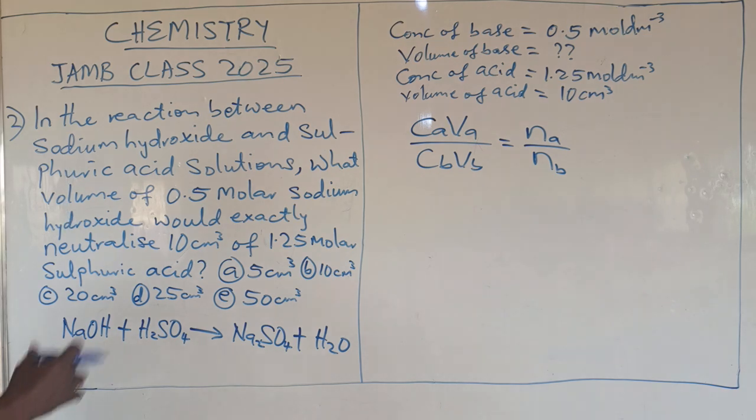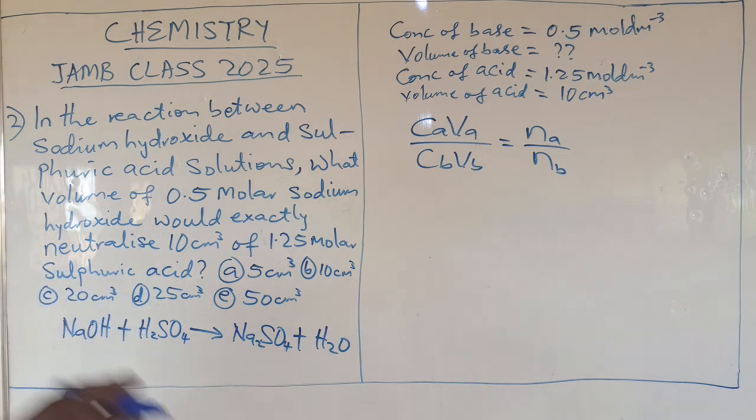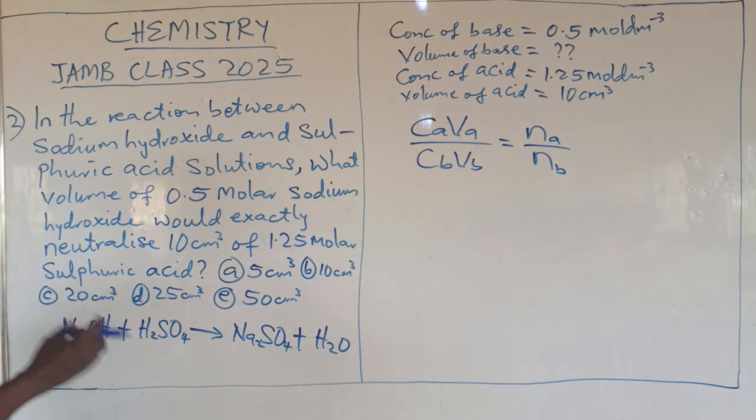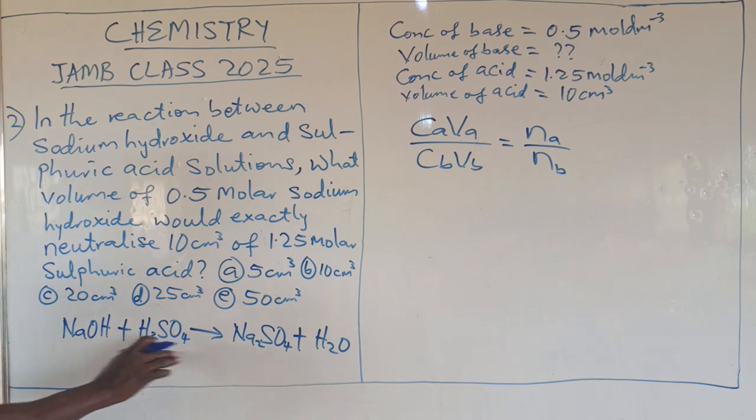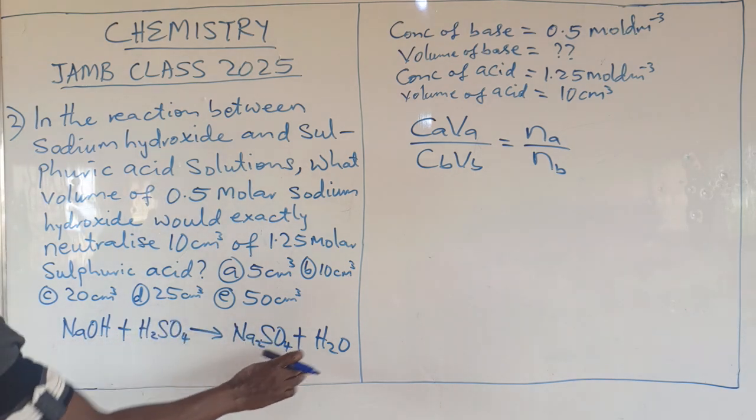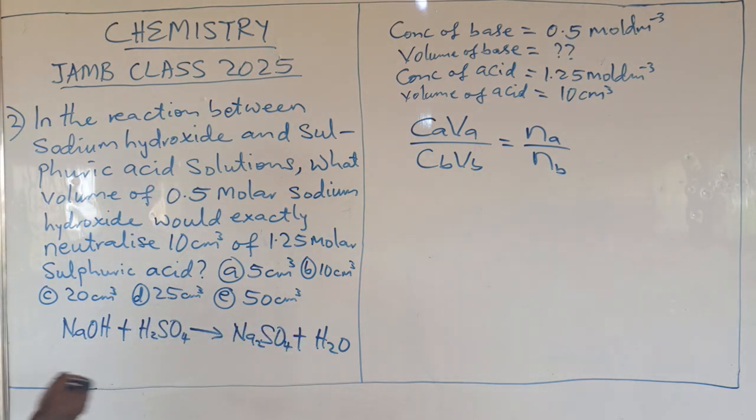You may say, how do I do that? I have taught it. Go back to one of those videos on how to write the correct chemical formula of acid, base, and salt. I have done that. Go there and check how I got it, and then you will know what to do. So from this equation now, it is not balanced. Balance it so that you know what to do exactly.